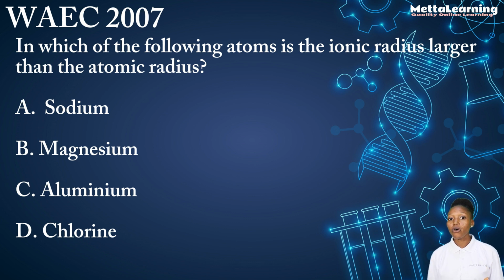That means we are looking for an atom that tends to gain electrons and become an anion. Among the given options, sodium, magnesium, and aluminium, all these metals tend to lose electrons to become cations. But chlorine, however, is a non-metal and tends to gain an electron to become an anion. This extra electron increases electron-electron repulsion, causing the electron cloud to expand and thus increasing the ionic radius. So, the correct answer is option B, which is chlorine.